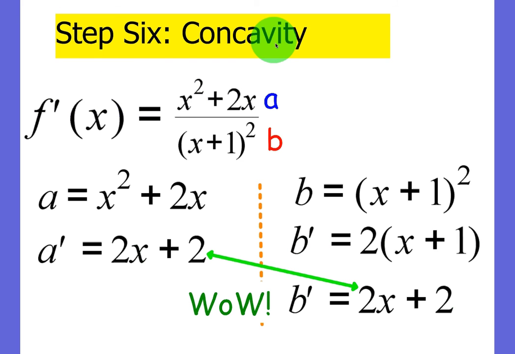Step 6, we're going to determine concavity. For concavity, you have to take the second derivative. Here's the first derivative. For the top, it's going to be x squared plus 2x. Derivative of that, a prime, would be 2x plus 2. For the bottom, we will use the power rule, so it'll be 2 times x plus 1 to the first, which also ends up being 2x plus 2.